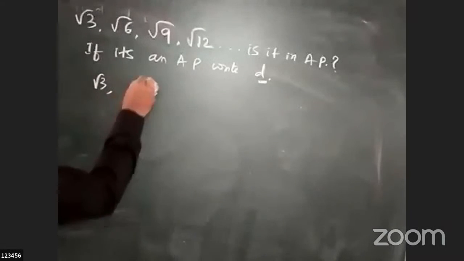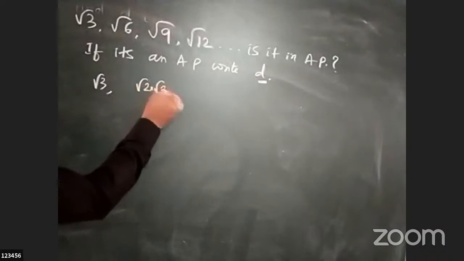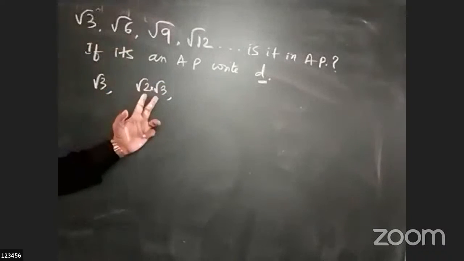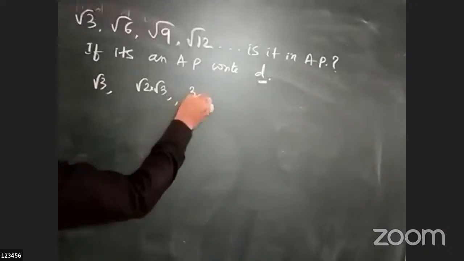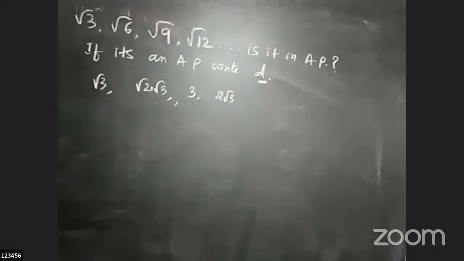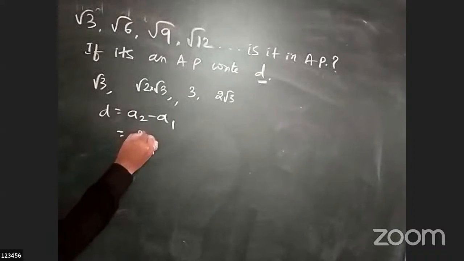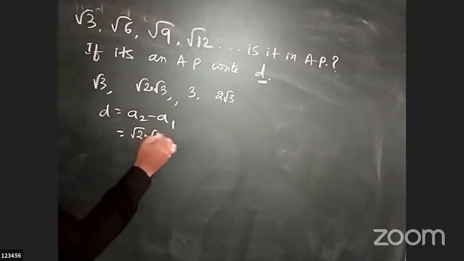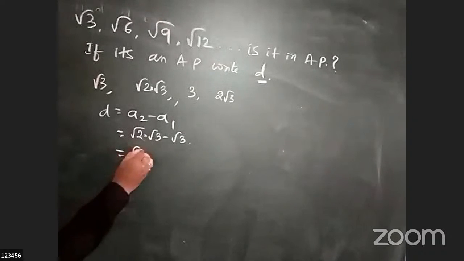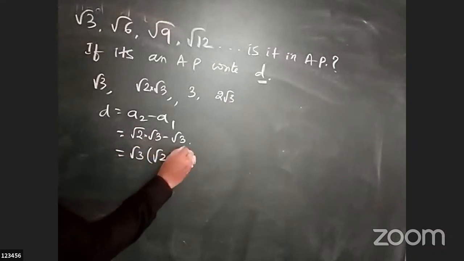The terms can be written as root 3, root 2 into root 3 for root 6, and root 3 into root 2. Next, square root of 9 is 3. The next one, 3 root 2, can be rewritten as 2 root 3. Is it right? Yes. D is equal to A2 minus A1, that is root 2 into root 3 minus root 3. Root 3 is common, so root 2 minus 1.